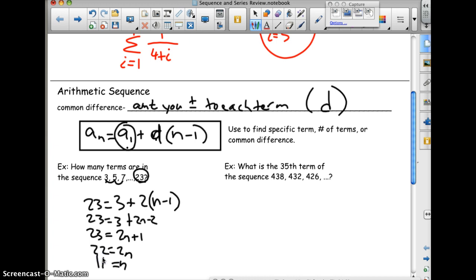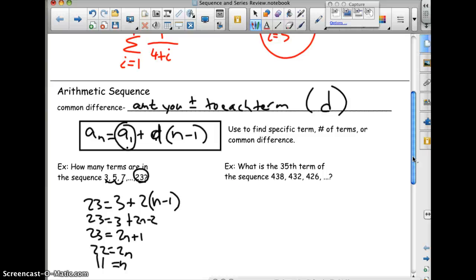If n doesn't come out to an integer, you screwed up. It has to be a counting number, actually, not just an integer. You can't have 4.3 terms. You have to have 4 terms. Okay. What is the 35th term of this sequence?